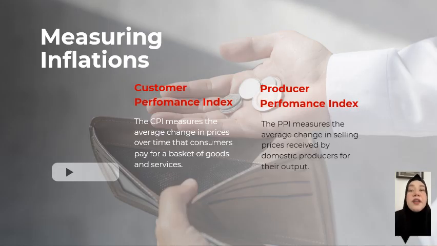Measuring inflation. Inflation is commonly measured using the Consumer Price Index or CPI, which tracks the average change in price paid by consumers for a basket of goods and services. Another measure is the Producer Price Index or PPI, which reflects the change in prices received by domestic producers. Both indicators give us a picture of inflation from different perspectives.